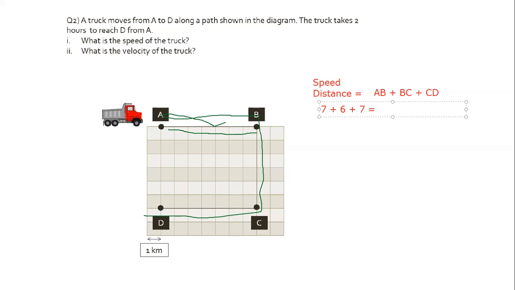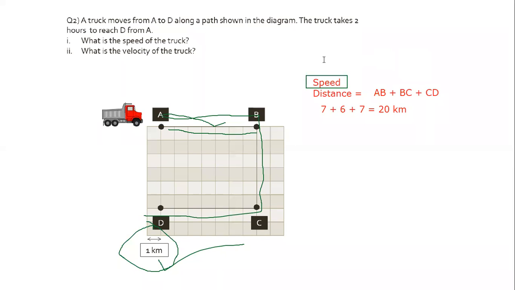So 7 plus 6 plus 7 is equal to, how much is it equal to? 14 plus 6, 20. 20 क्या? किलोमीटर्स. किलोमीटर्स क्यों? क्योंकि आप अगर नीचे देखोगे तो यहाँ पर it's given 1 box is equal to 1 kilometer. That is why 20 boxes will be equal to 20 kilometers. So we found out that the distance is 20 kilometers. Okay.